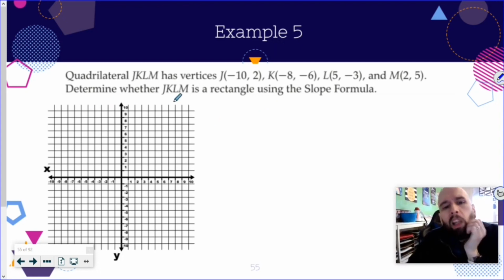So let's just go in order. We have JK. So JK, here's my slope formula.